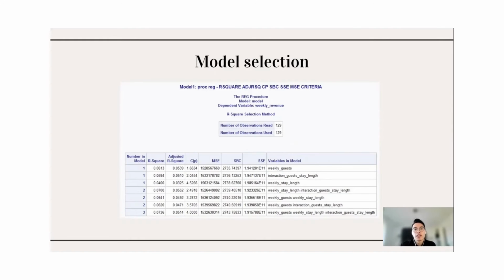When we compared the adjusted R-square, both models had similar results. Based on the Cp criterion, the model with weekly guests as a predictor variable showed a smaller bias compared to the model with the interaction variable. Lastly, when we analyzed the SBC criterion, its value was minimized for the model consisting of weekly guests. So based on these criteria, we decided to perform a Box-Cox transformation solely on the predictor variable weekly guests.